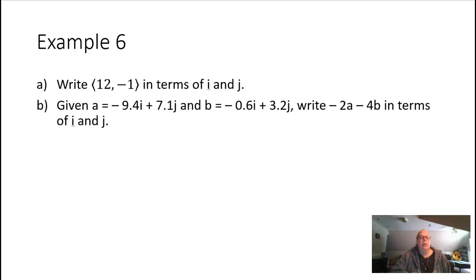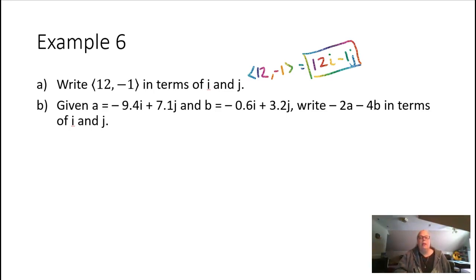Example 6, part A, write the vector positive 12, negative 1 in terms of i and j. Well, this one's not too horrible. This is already in component form, and so if I want to write this in terms of its horizontal and vertical components, I'm just going to write this as 12i minus 1j. And now it is written in terms of i and j.